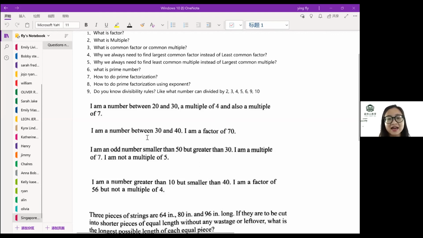And now: I'm a number between 30 and 40. I'm a factor of 70. So who am I? I'm a number between 30 and 40. I'm a factor of 70. Think about it.